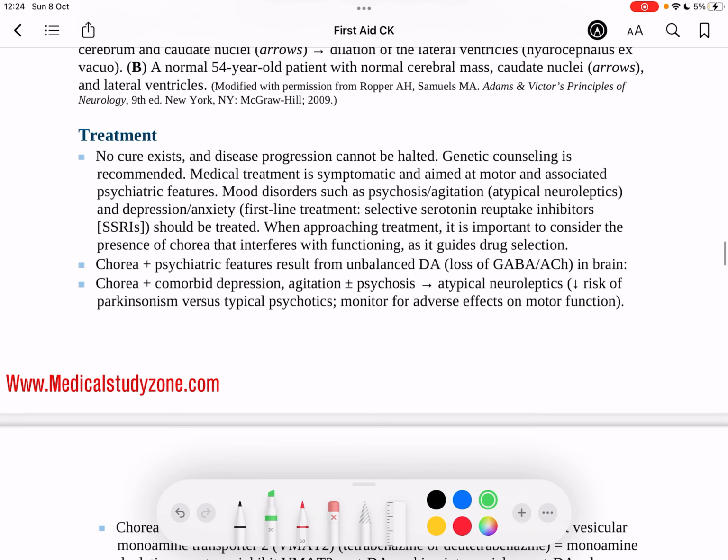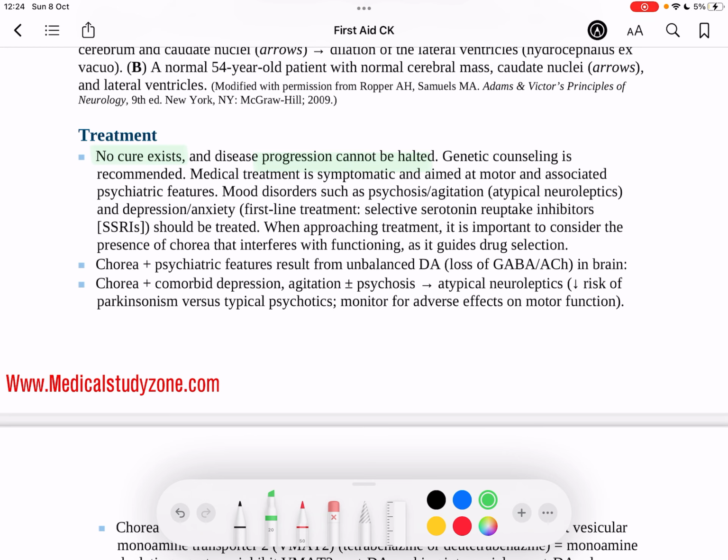So regarding treatment now, unfortunately for Huntington's, there's no cure, okay? And disease progression can't be halted either. We should be doing genetic counselling in these patients to discuss whether or not they want children, and if they want children, what's the likelihood of their children having a severe manifestation of Huntington's disease. The medical treatment that we will be giving is symptomatic and aimed at motor and associated psychiatric features.